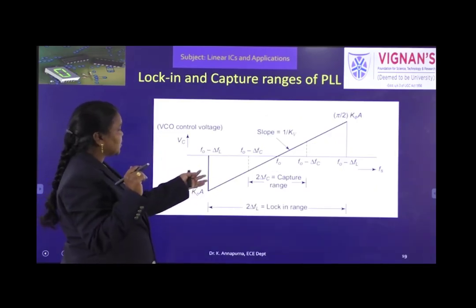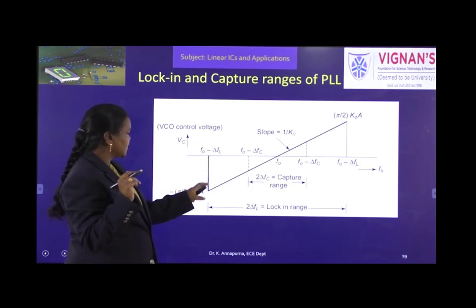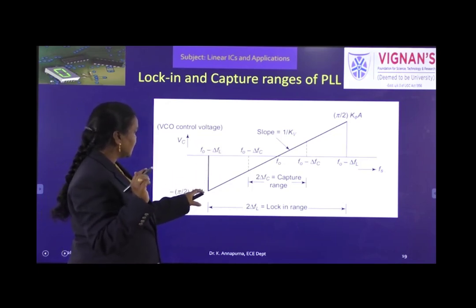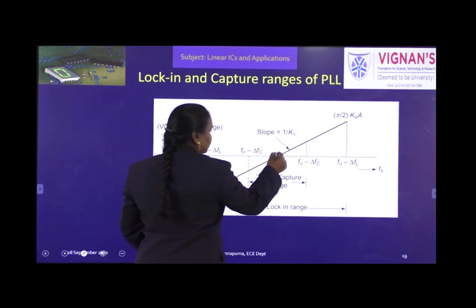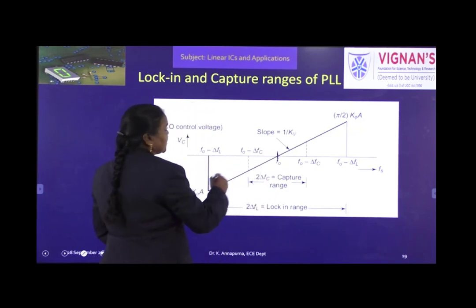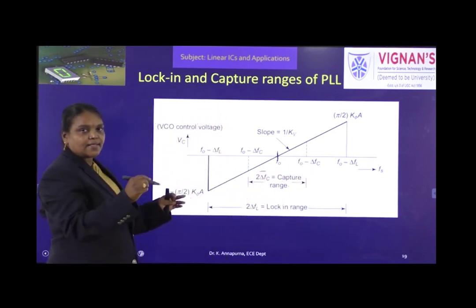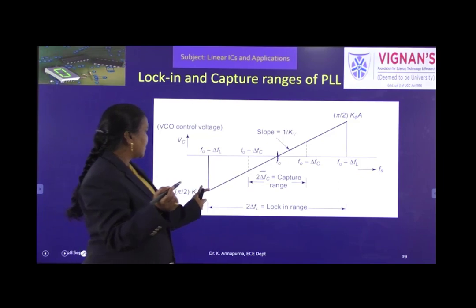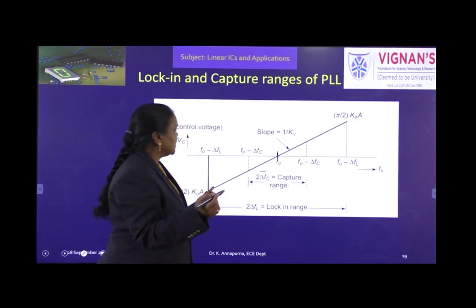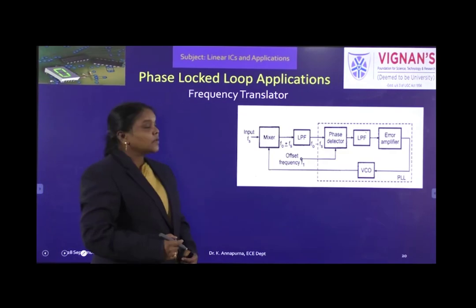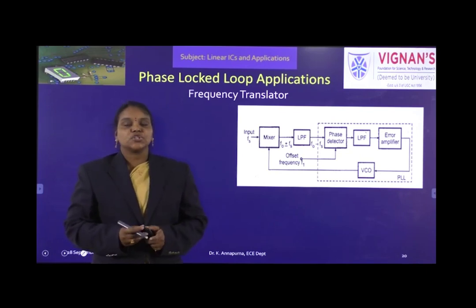The lock-in and capture range of the PLL is like this. This is the center frequency, that is the free running frequency, and this is the capture range. From this to this, the capture range will always be less than the lock-in range, and the total is the lock range. Okay, now let us see the applications of PLL.